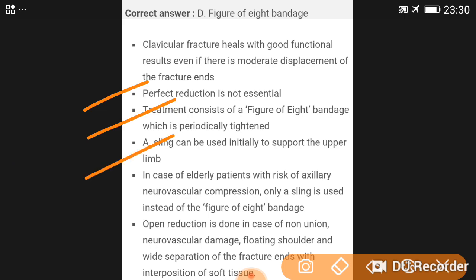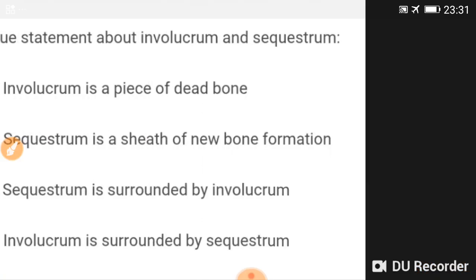In case of an elderly patient with risk of axillary neurovascular compression, only a sling is used instead of a figure of 8 bandage. Okay. Reduction is done in cases of non-union, neurovascular damage, floating shoulder and wide separation of fracture ends with interposition of soft tissue.